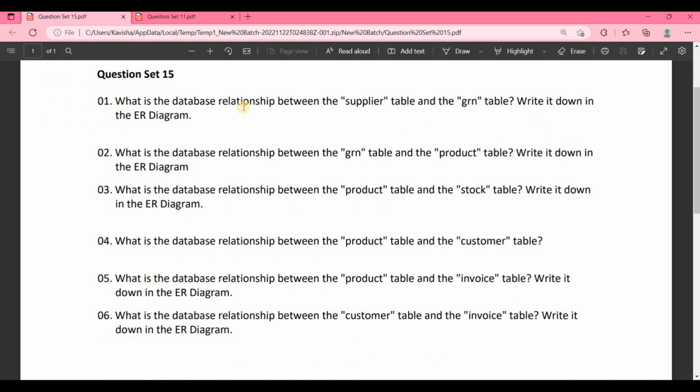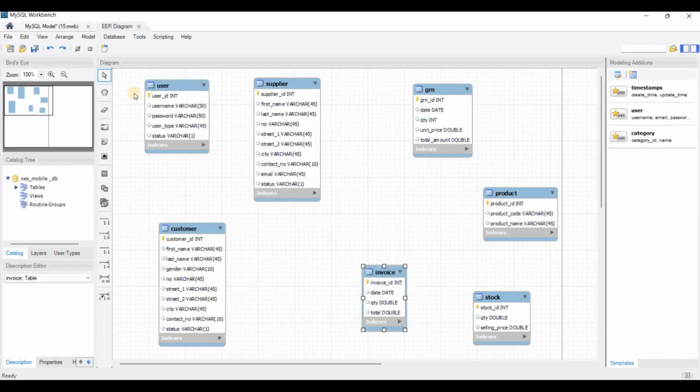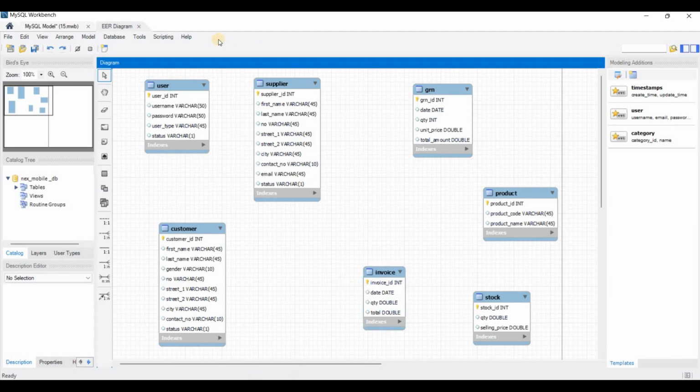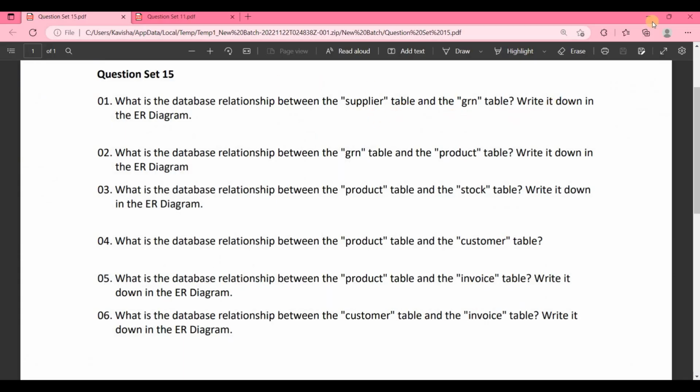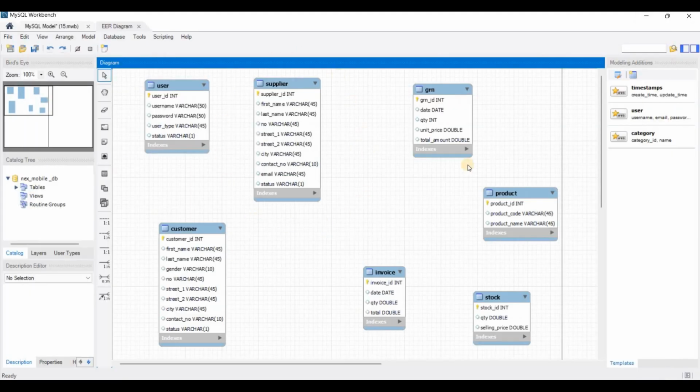In the first question, what is the database relationship between the supplier table and the GRN table? Write it down in the ER diagram. So in the first part, we have to make the relationship between supplier table and GRN table. This is the ER diagram I have drawn for the previous question, and today I am going to use it. Here's the supplier table and here's the GRN table.